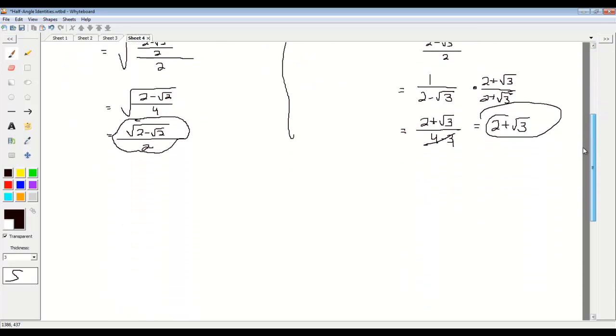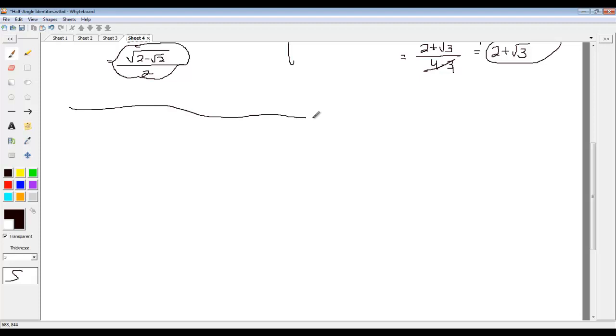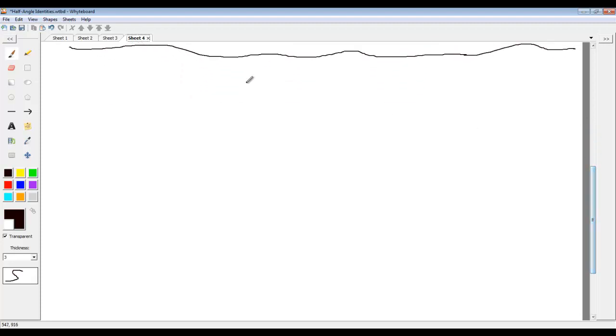All right, let's do one more example. This one's a little more involved. It's going to be a little more fun. Let's see here. Let's say that you're told that the cosine of s is negative 3/7. Let's say you're also told that pi is less than s, which is less than 3 pi over 2.